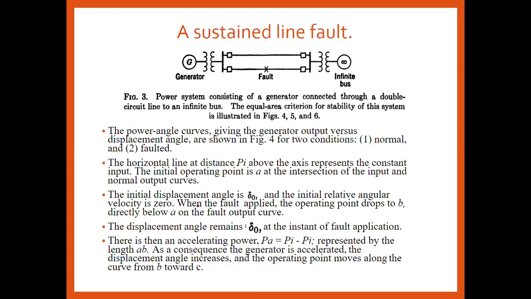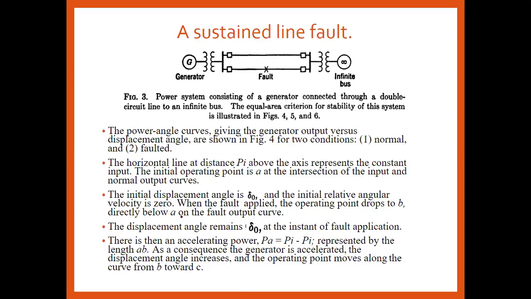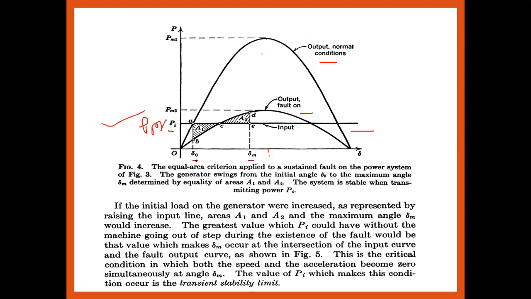So the initial displacement angle, as we all know, is delta zero, and the maximum displacement angle is delta m. It is the maximum output we are getting. The same holds under the normal operating condition, that is delta m. So this is the power angle curve under the sustained line fault. The displacement angle remains zero at the instant of the fault application. That means at the fault occurrence, it is at the initial load angle condition, delta zero. Now what is happening? It is an initial sustained line fault.